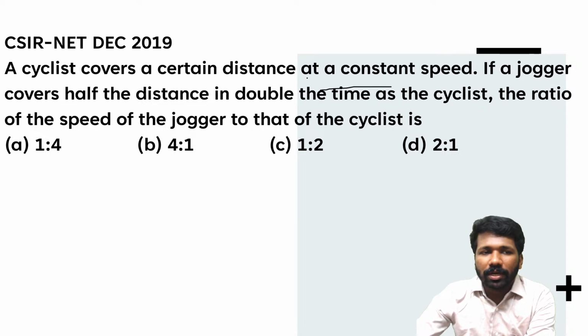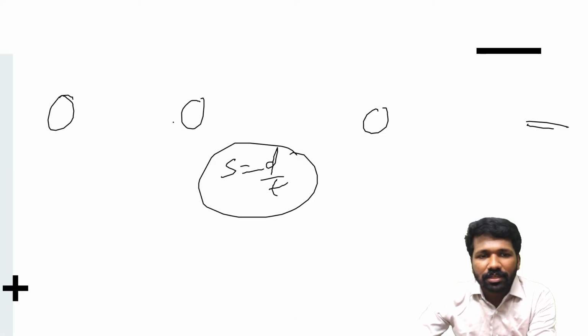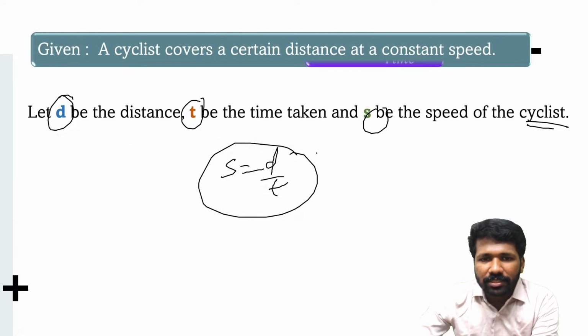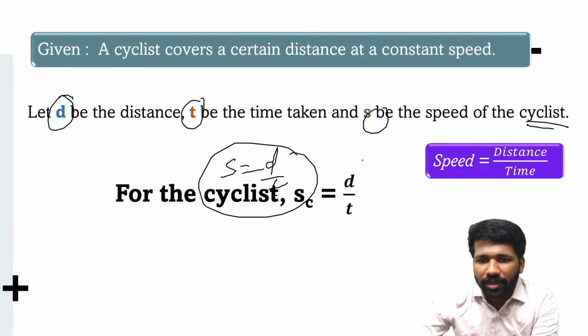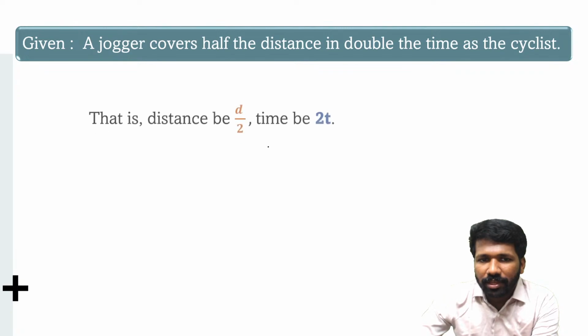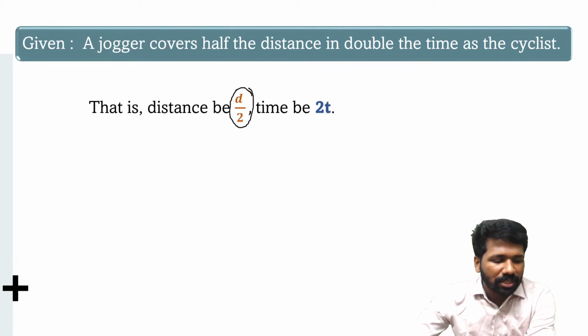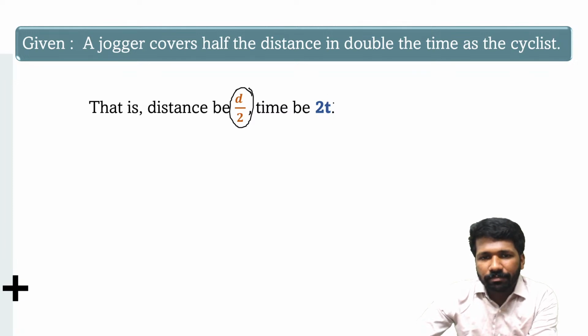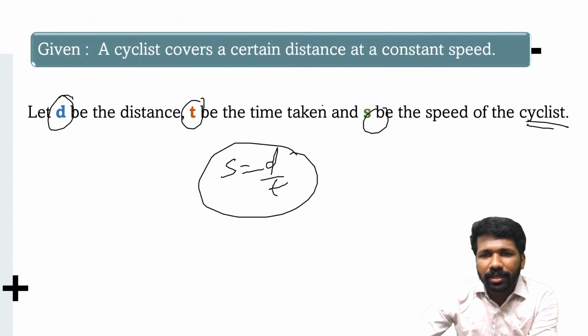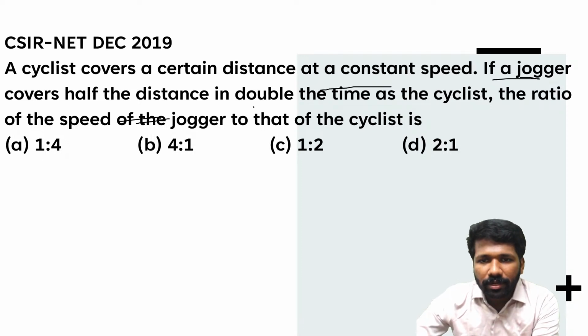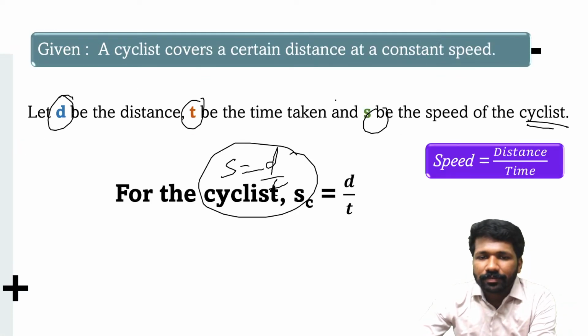What about the jogger? Cyclist covers a certain distance, jogger covers half the distance. So whatever be the distance of the cyclist, half of it the jogger is covering. That means d distance means d by 2 the jogger is covering. And what about the time? Question is saying that the time taken is 2 times the time. Double the time. So 2t.